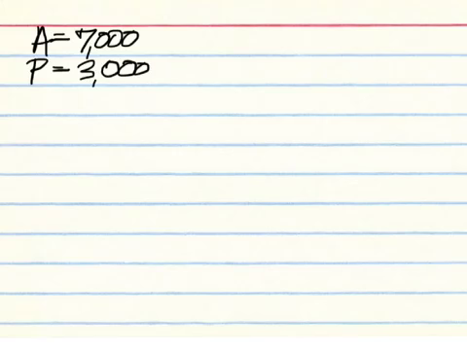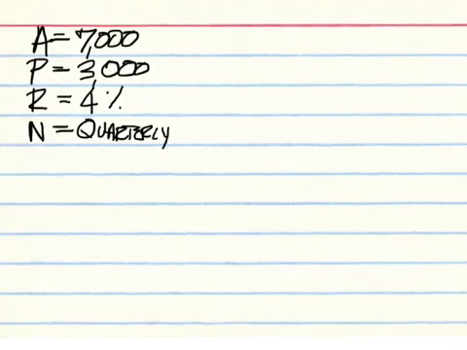In this example, we have an amount which is $7,000. We have a principal which is $3,000. We have a rate which is 4%. And it is compounded, we'll make this quarterly. And the time is what we don't know. We have to solve for that.